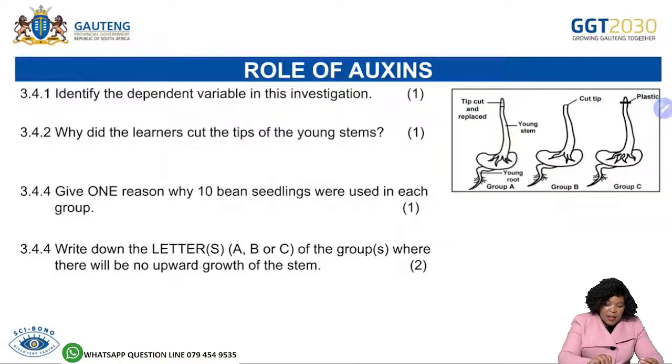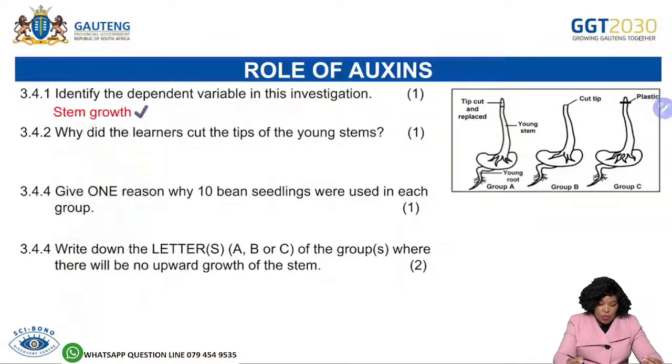Identify the dependent variable in this investigation. So what is dependent here? Stem growth. So the stem will grow, but the growth of the stem is dependent on something which we've removed or which we have placed. Not only just the stem growth, it is dependent on what? On the amount of auxins, or on whether the auxins are available or not available. So you see, that's how you can determine your dependent and your independent.